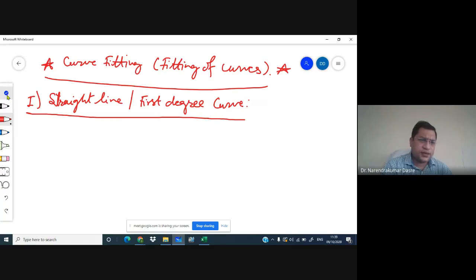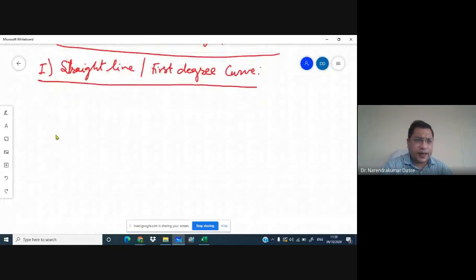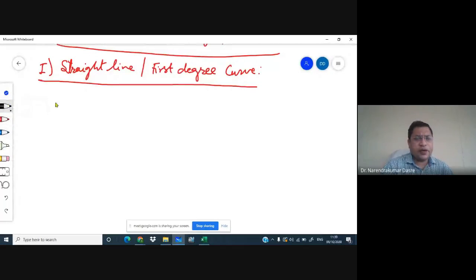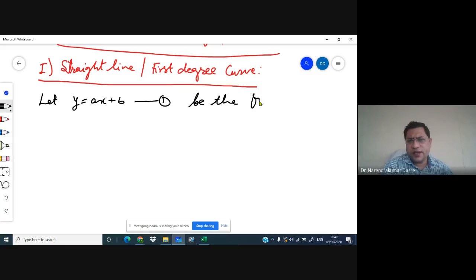As I said, we are going to change the technique. The technique we are going to use is the method of least squares. Let y equal ax plus b. This is equation 1, the first degree curve, or it is also called a straight line.